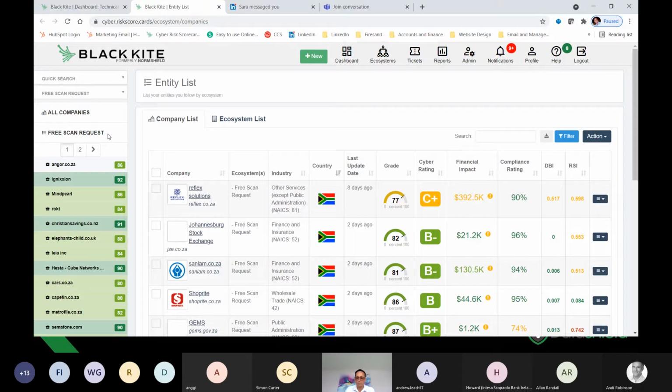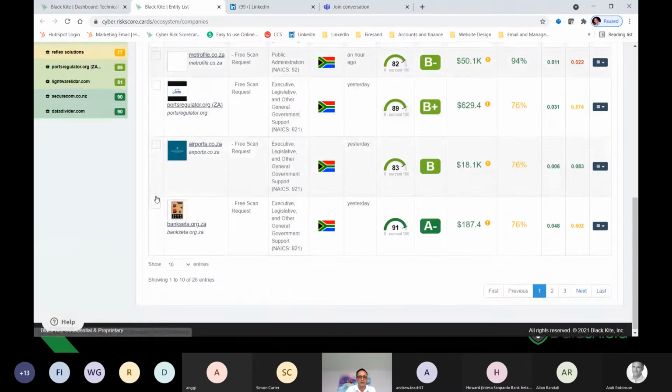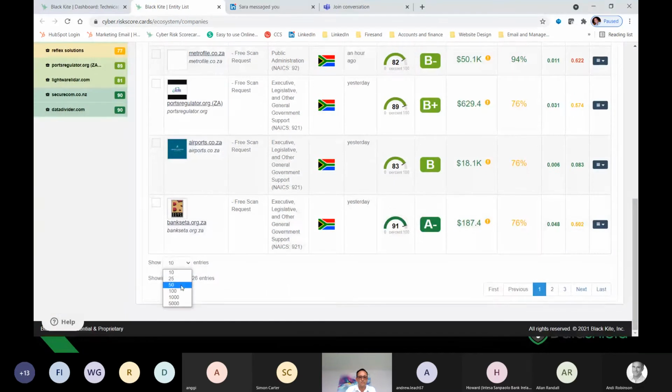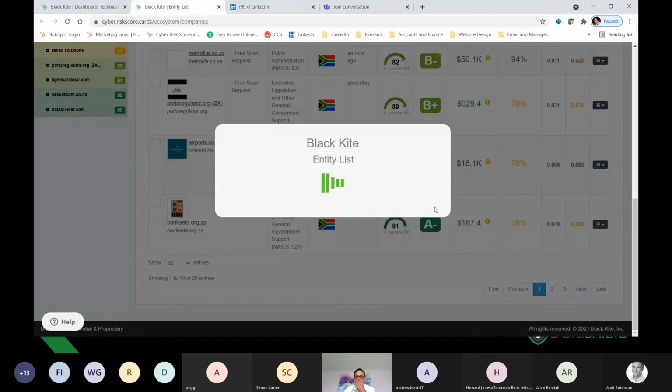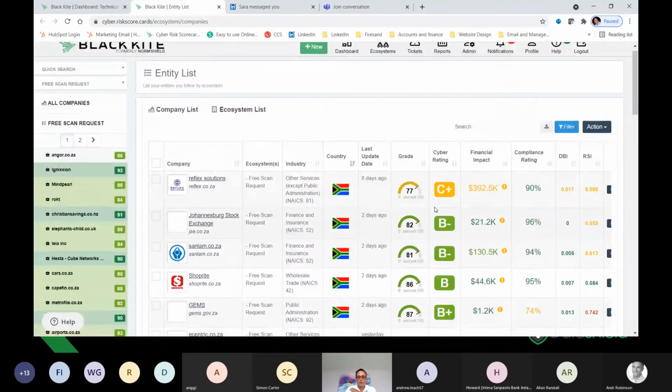You can filter the results by a whole host of different areas, whether that be their vertical, the geography, however you actually want to filter it. But here we've just got all the complete company list. Let me just expand this. So we've got all the company list here.